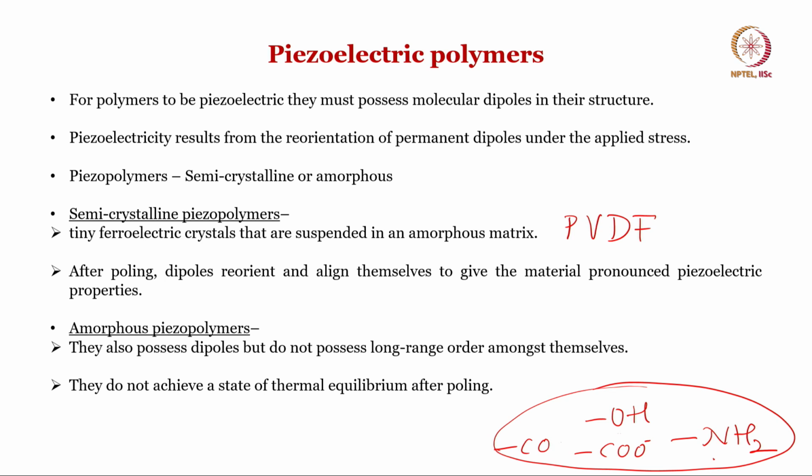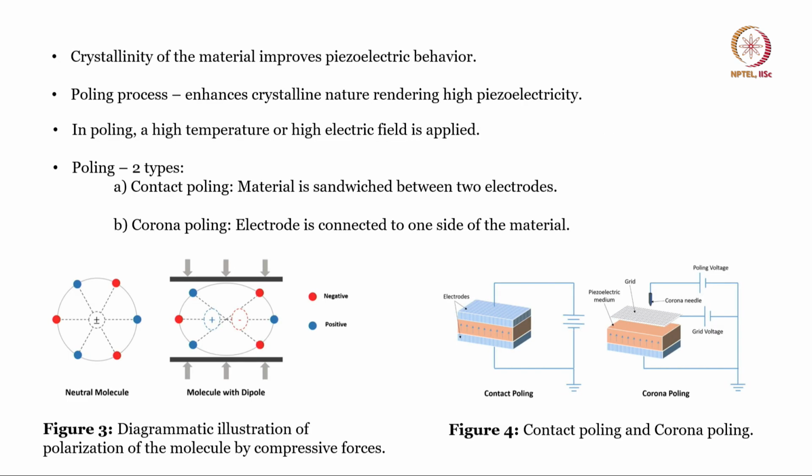Next coming to the amorphous piezopolymers. These polymers also possess dipoles in their structure, but they do not have a long range order of arrangement. That is why, when these materials are subjected to the poling process, they will not attain a state of thermal equilibrium, due to which these amorphous piezopolymers find less application in biomedical devices.